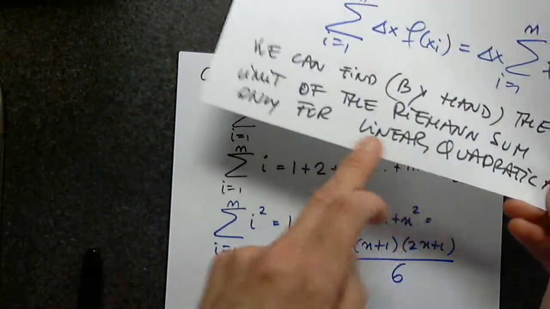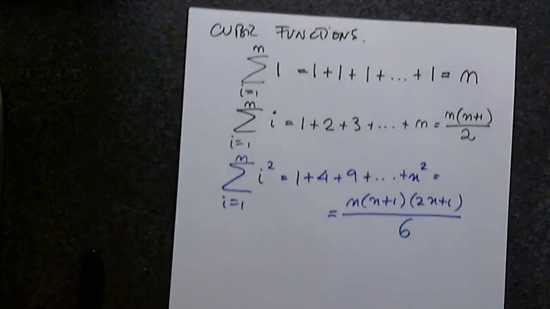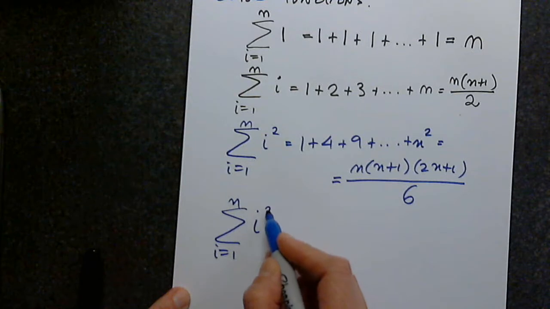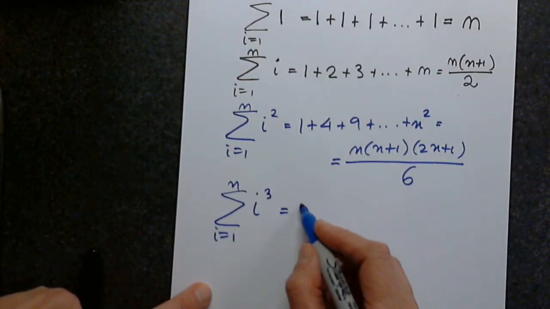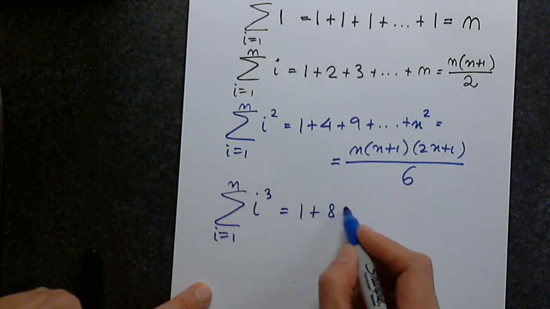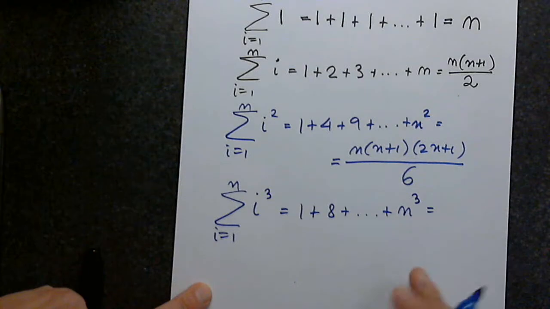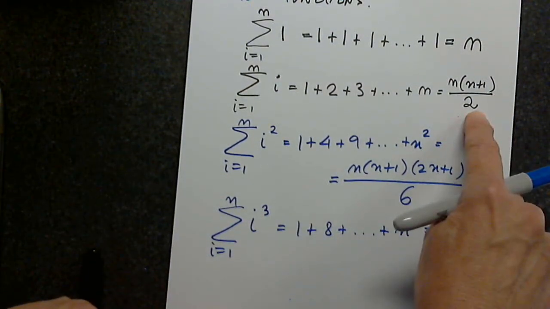And there's only one more. If I said linear, quadratic, and cubic, what do you think is next? Cubic. Correct. The sum from i equals 1 through n of i cubed. What does this mean? 1, 8, 27, up to n cubed. This is easier to remember if you remember this one. It's this one squared.